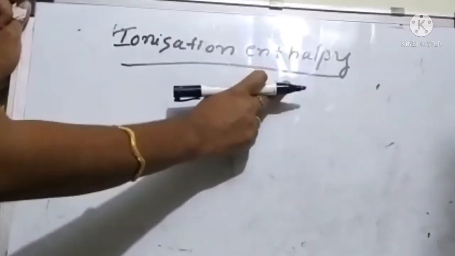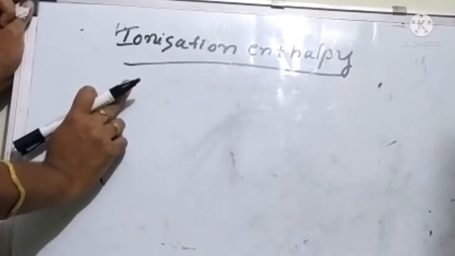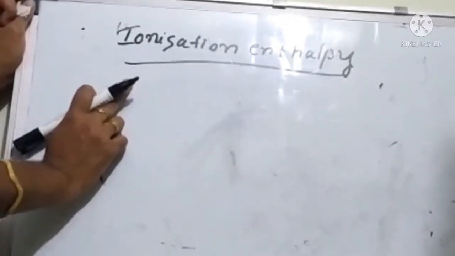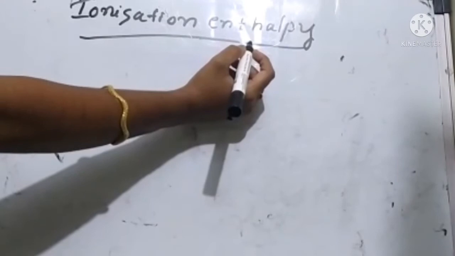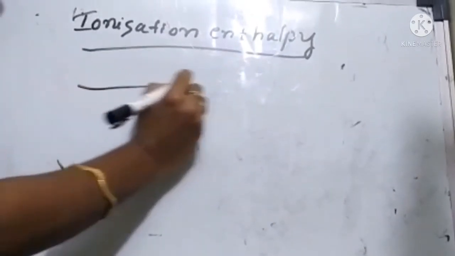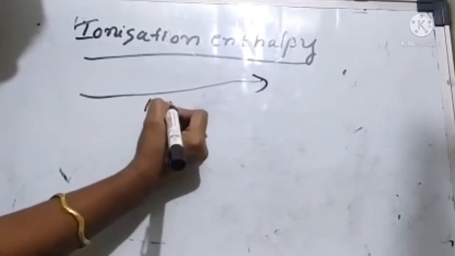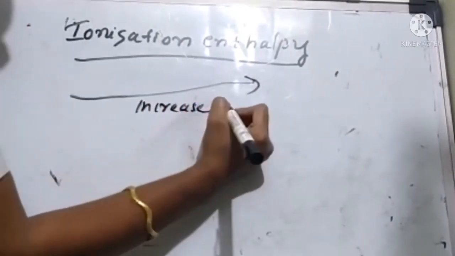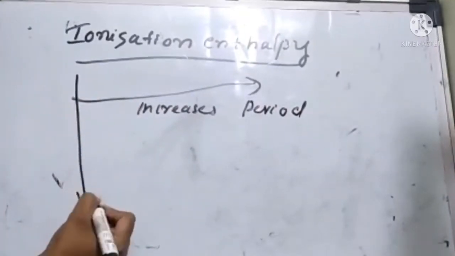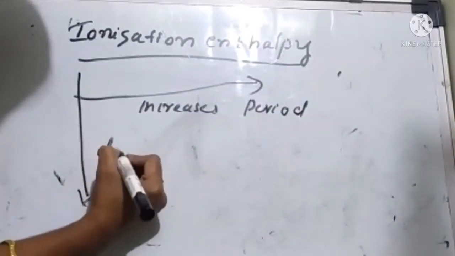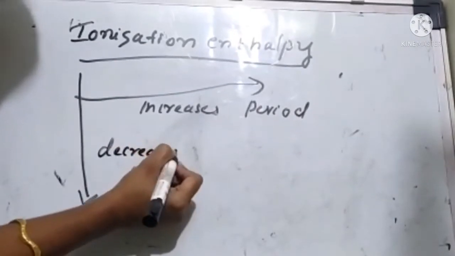Next one is ionization enthalpy. What is ionization enthalpy? It is the energy required to remove the most loosely bound electron from a neutral gaseous atom of an element. Ionization enthalpy of P block elements increases along the period and decreases down the group.